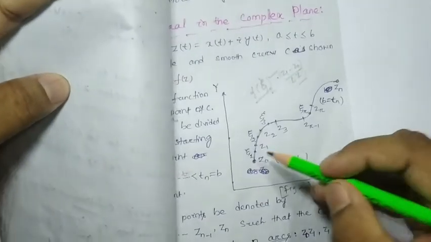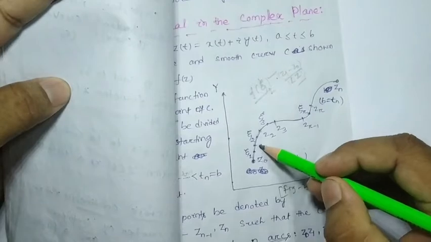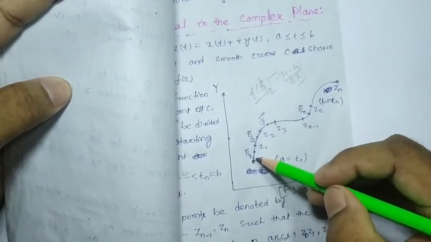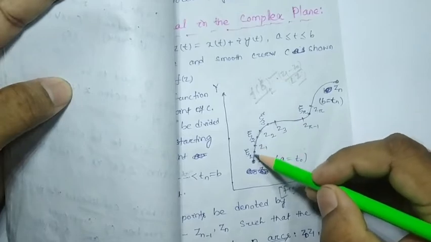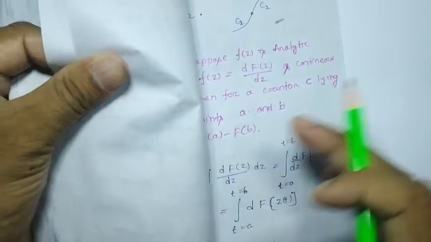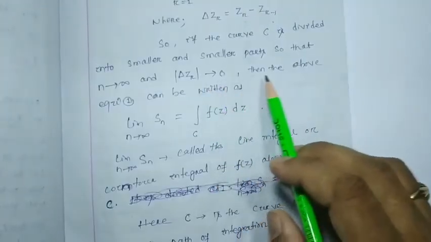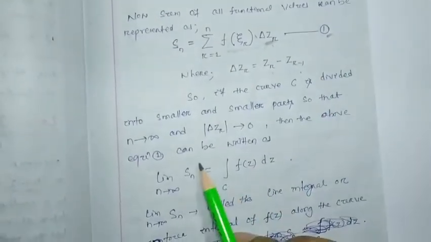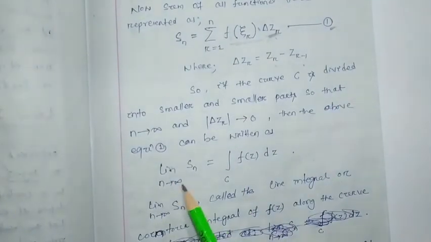If I am going to divide this curve from z0 to z1, I am going to divide it smaller and smaller. Smaller and smaller means this length tends to 0. Then the above equation number 1 can be written as limit n tends to infinity Sn.